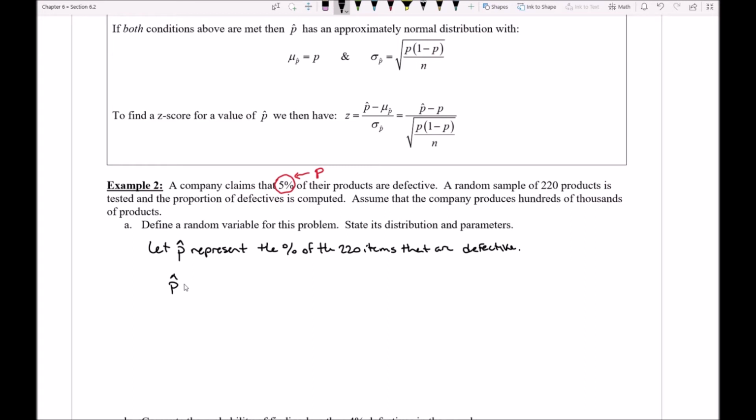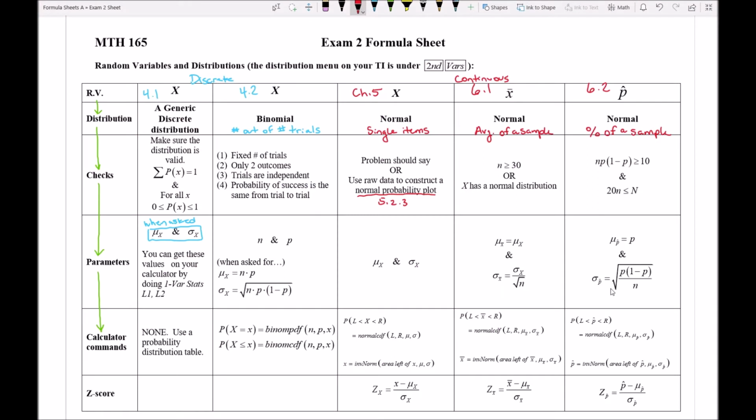According to the formula sheet, we know that p hat has a normal distribution, and we know that when we actually do these two checks. So I'm going to tackle both of these checks, and I tend to think about them as having a question mark above the inequality sign in each of these. I'm really trying to figure out, once I plug in all the numbers on the left and the right, will these resulting inequalities be true?